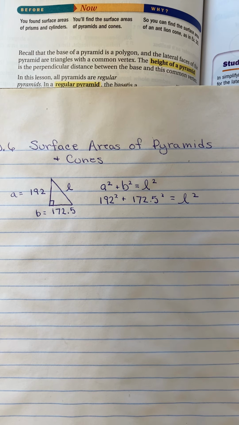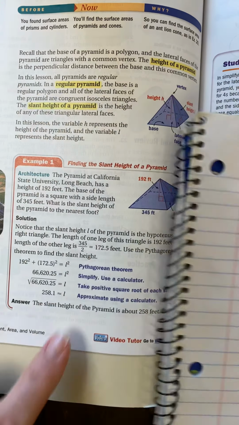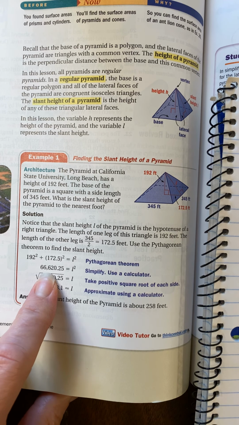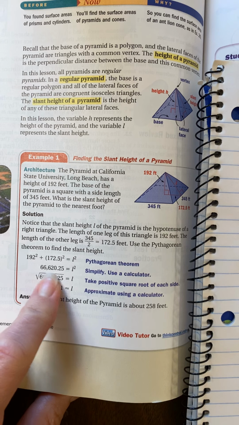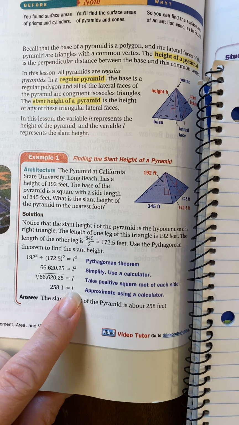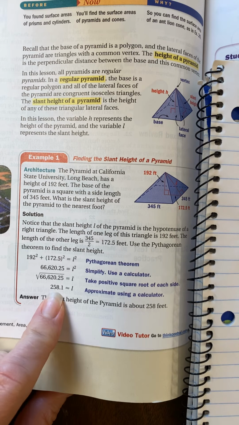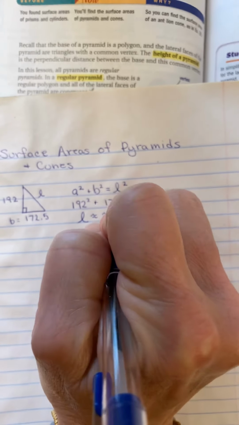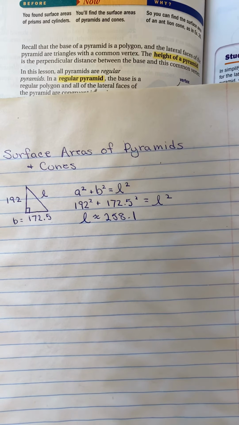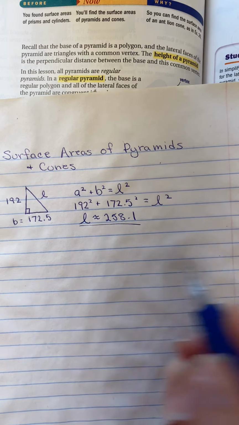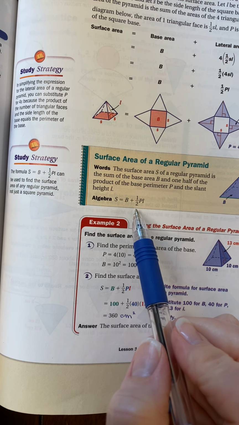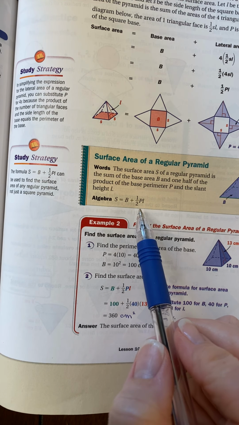Grab your calculator. Well, or we could just peek over here instead of crunching that out. You get 66,000. Square root both sides. So the slant height L is about 258.1. Once we found this, now we can go ahead and use the formula for the surface area, and we could find the surface area of that pyramid.